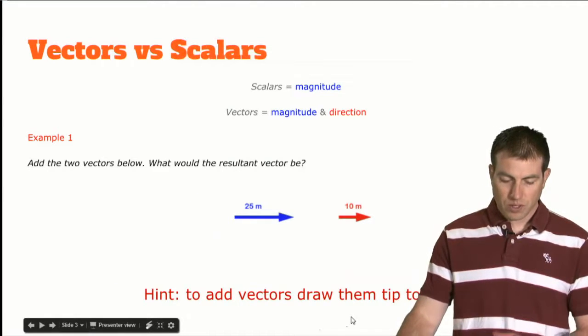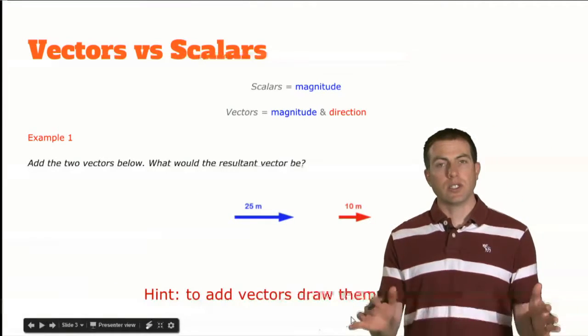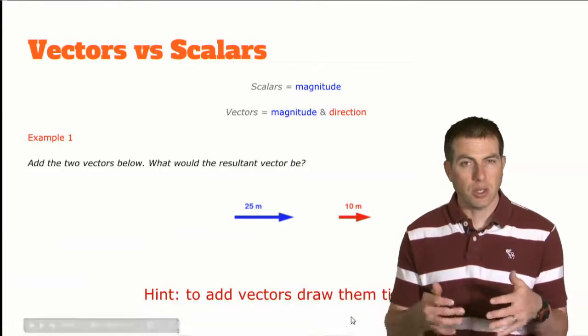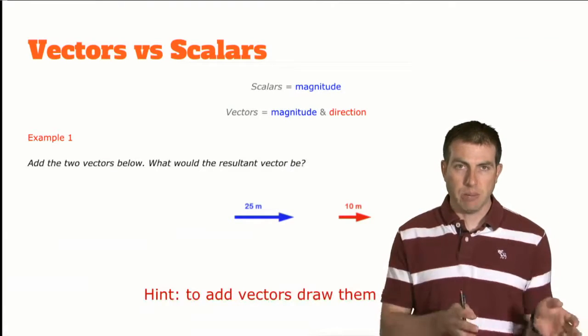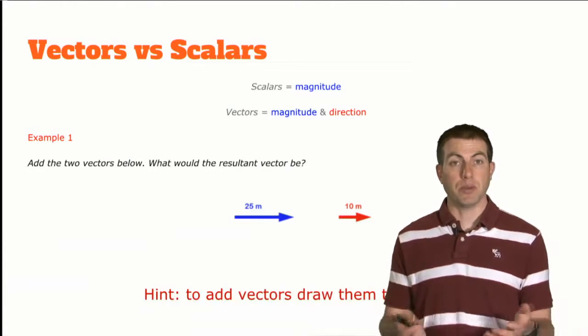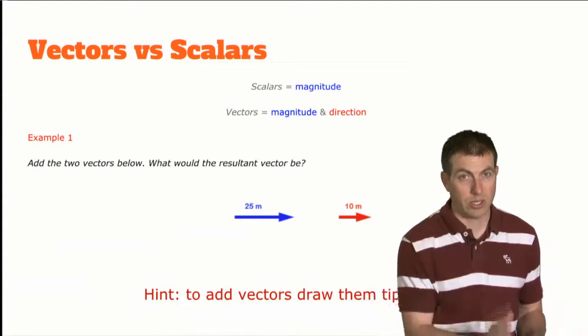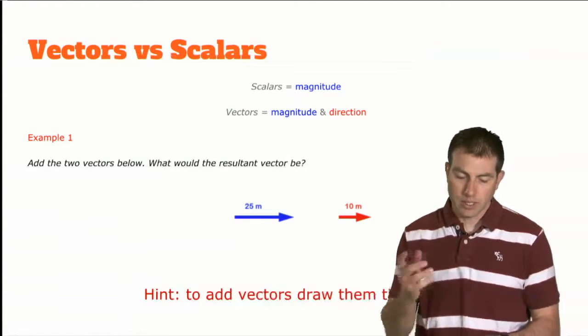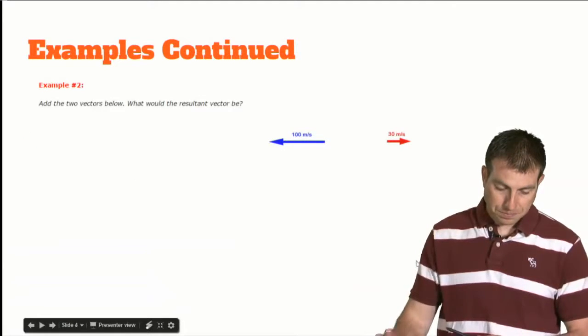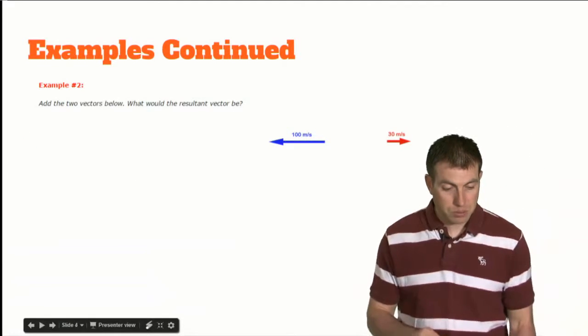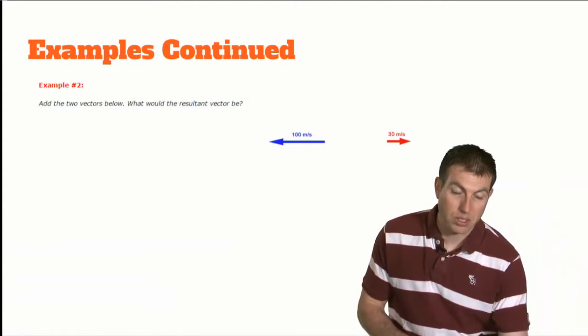All right, so anytime we're adding vectors, we're always going to draw our arrows. We're going to draw them roughly to scale, and we're going to draw them tip to tail. You're always going to end up with a resultant, and the resultant is where you're starting to where you're ending. So let's look at a few more examples. Add the two vectors below, what would the resultant be?